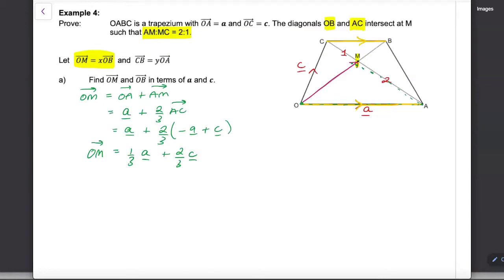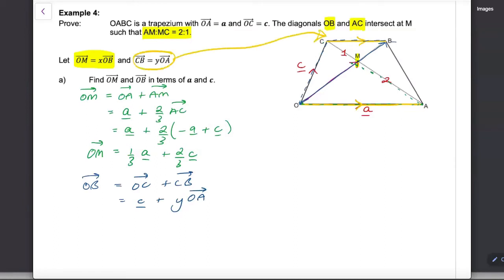Let's define OB. O to B, so that full distance from vertex to vertex, is defined by going from O to C plus CB. So OC plus CB. We can define that as vector c plus y lots of OA, because we defined that earlier in yellow. And lucky for us, we know what OA is represented by. That's just vector a. So we have now defined OM and OB in terms of vector a and vector c.